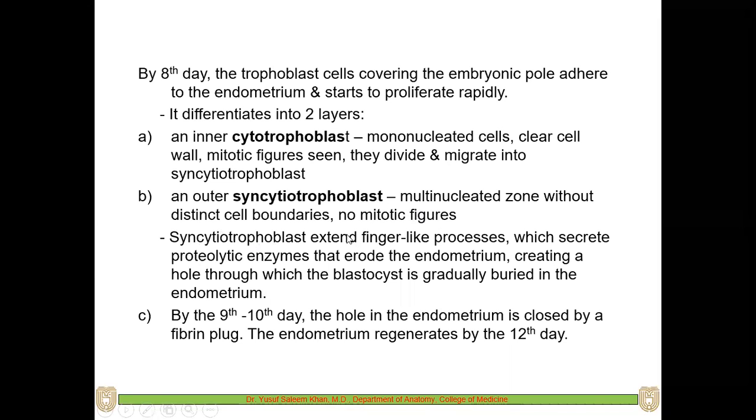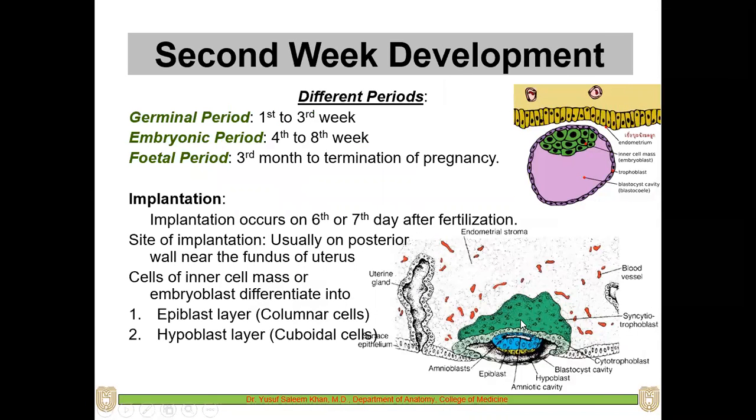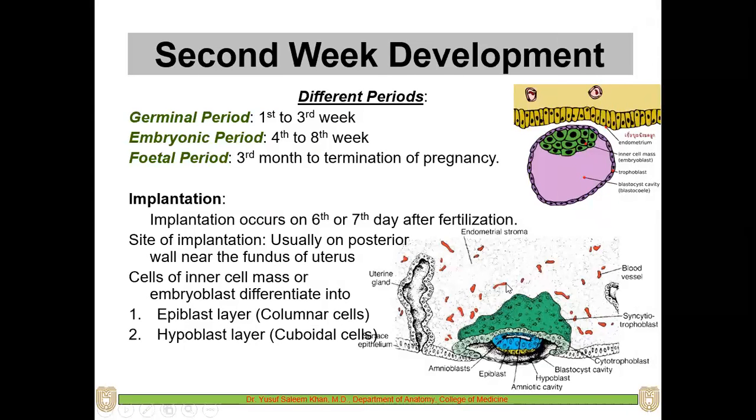So the syncytiotrophoblasts extend finger-like processes which secrete proteolytic enzymes that erode the endometrium, creating a hole through which the blastocyst is gradually buried into the endometrium. This syncytiotrophoblast will start producing finger-like projections. If you see here, it is not smooth, but they are making finger-like projections which will erode the endometrium. They start eroding the endometrium by the proteolytic enzyme, and get inside the wall of the uterus.